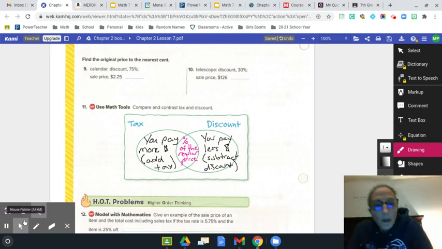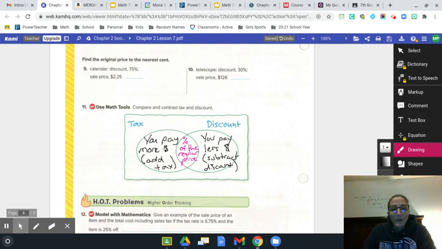Okay, so here's what I thought of. So tax. When we talk about tax, you end up paying more money, right? So it's something that has to be added to an amount to get your total cost. So you pay more. On the opposite side of that, discount, you pay less money. So you're looking at like a sale price. You end up subtracting the discount. So like we talked about in yesterday's lesson, it's cheaper.